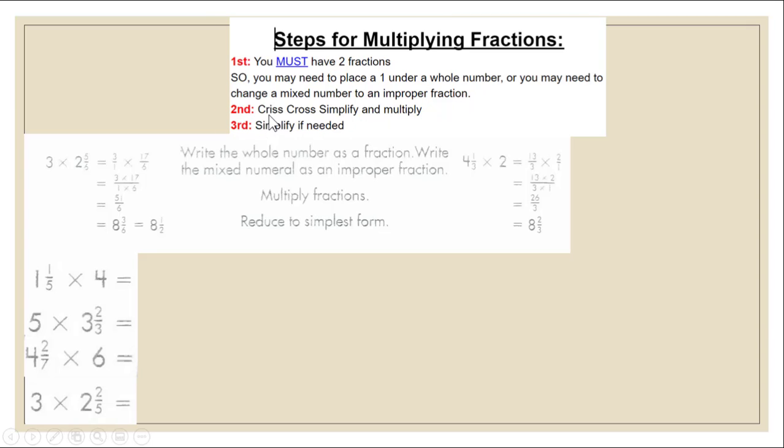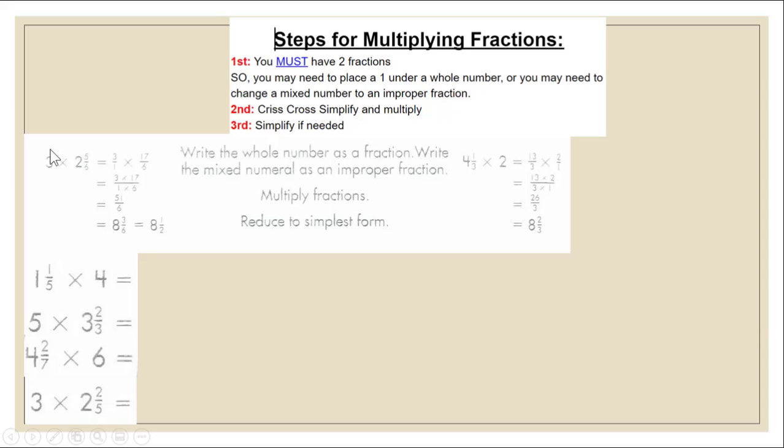Second, you're going to crisscross simplify if you can and multiply. Third, you're going to simplify if needed. So today we're going to have whole numbers and mixed numbers. So we're going to write the whole number as a fraction, and we're going to write the mixed number as an improper fraction. So we'll have two fractions to multiply, and then we're going to reduce to simplest form, which is to simplify.